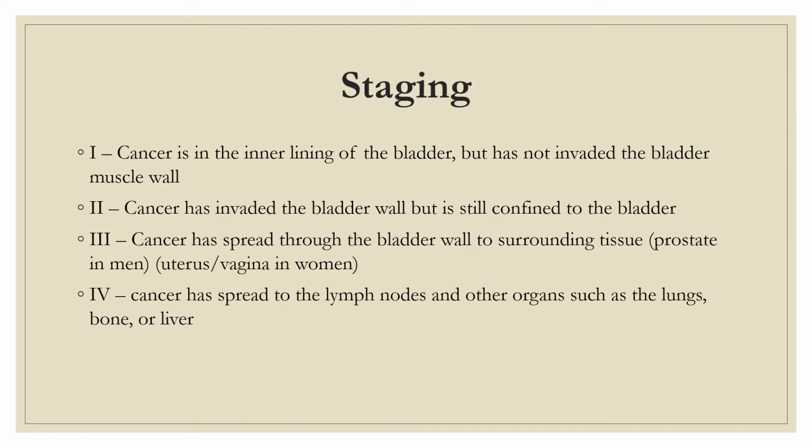So this is some staging for bladder cancer. Stage 1 is when cancer is in the inner lining of the bladder, but it has not invaded the bladder muscle wall. Stage 2 is when the cancer has invaded the bladder wall, but it is still confined to the bladder. Stage 3 is when the cancer has spread through the bladder wall to the surrounding tissue. So we have some spreading going on. It could be spread to the prostate in men or the uterus or vagina in women. And then there's stage 4. This cancer has spread to the lymph nodes and other organs. There's distant metastasis to the lungs, bone, or liver typically.